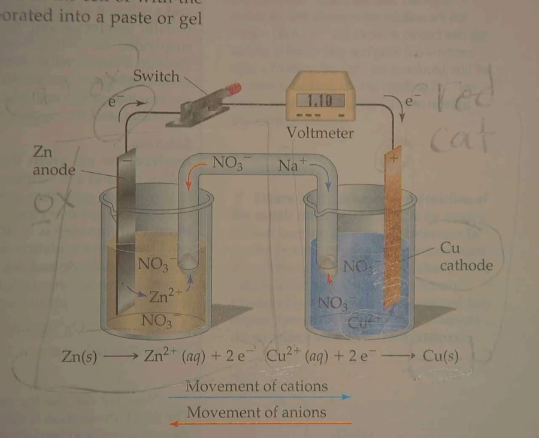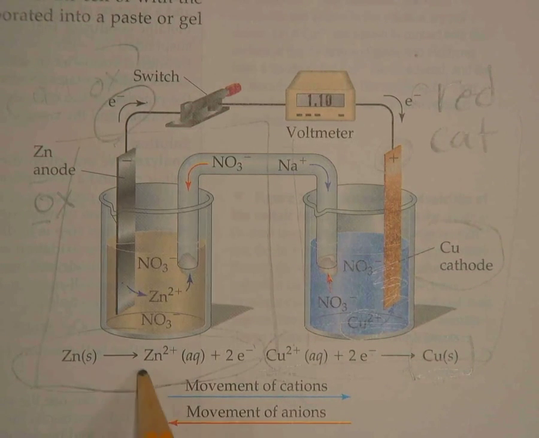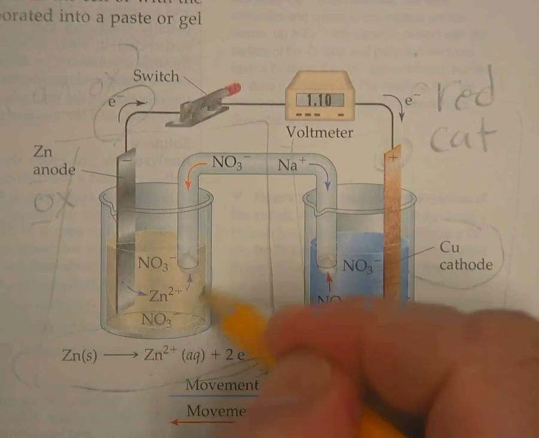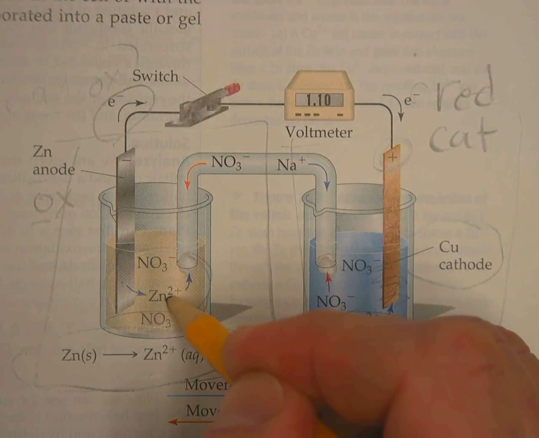For a voltaic cell to work, the solutions in the two half cells must remain electrically neutral. As zinc is oxidized, zinc becomes zinc plus 2. In the anode compartment, zinc plus 2 ions enter the solution. Thus, there must be some means for positive ions to migrate out of the anode compartment, that's right here, out of here, or for negative ions to migrate in to keep the solution electrically neutral.